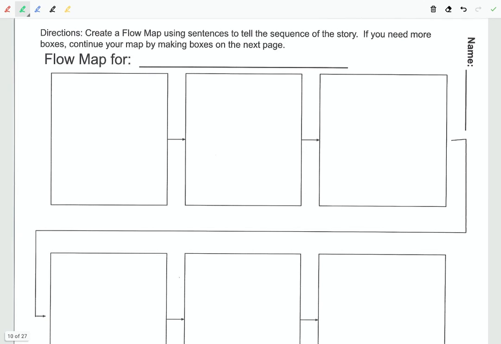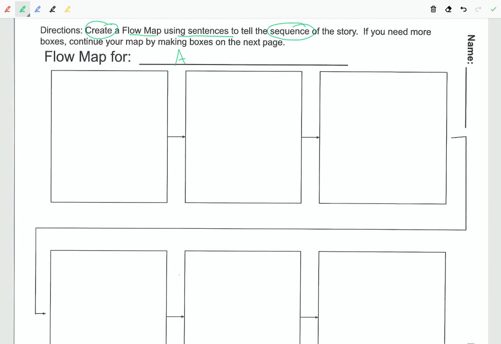And then the next task says create a flow map using sentences. So they want you to use complete sentences to tell the sequence of the story. And you did this last week. When it says a sequence, it is talking about what happened first, next, later on, and by the end of the story. So you're just retelling the events in the story in the order that they happened. And then it says if you need more boxes, continue your map by making boxes on the next page. So this is the flow map for Arrows, the name of the book.